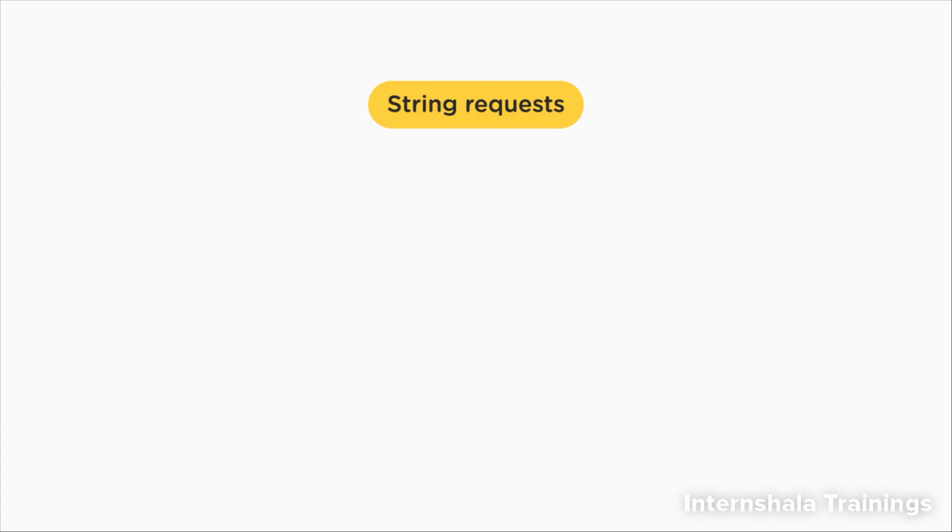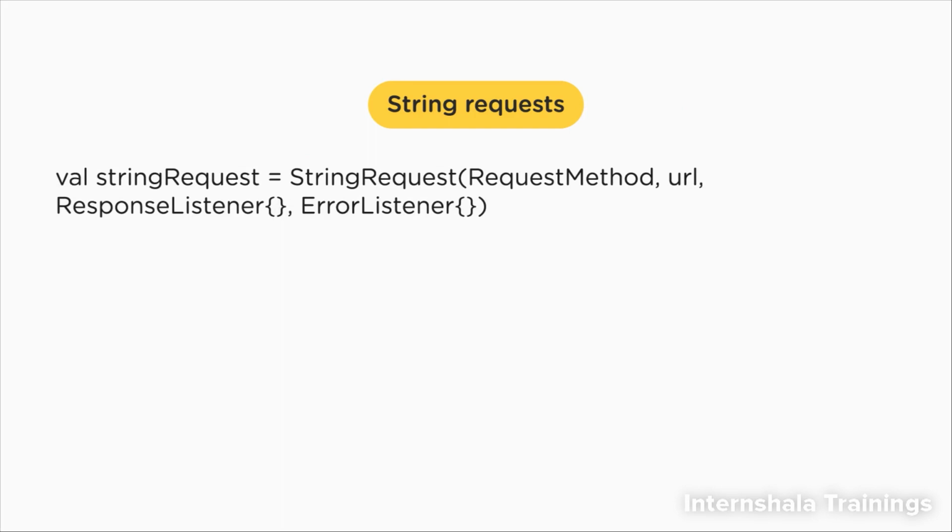They are used when we want to fetch the data from the server in the form of a string. This is what a string request looks like. Again, as you can see, we have a variable and we have called the string request class here, just like we had called the JSON object request and JSON array request classes for JSON requests. Not really difficult to remember, right?